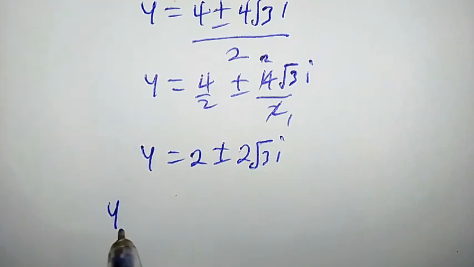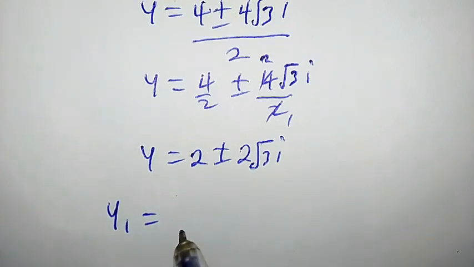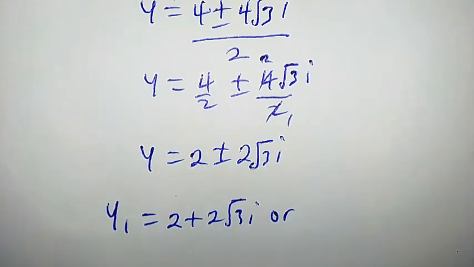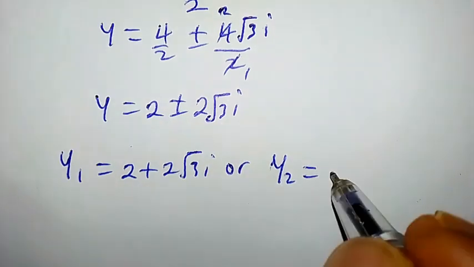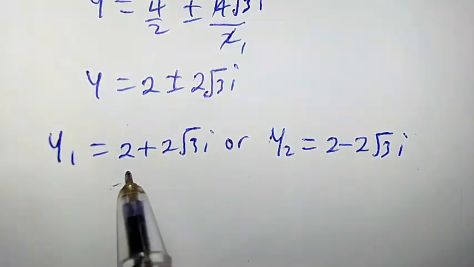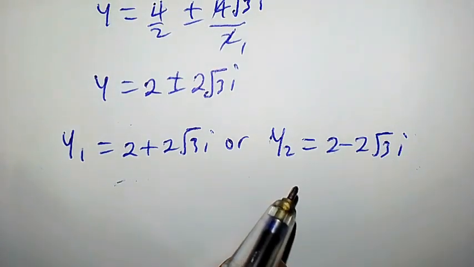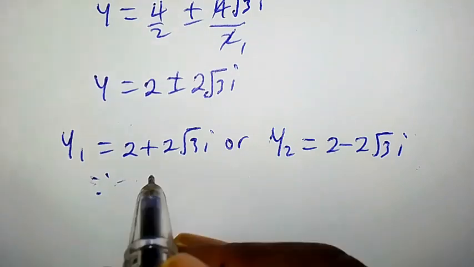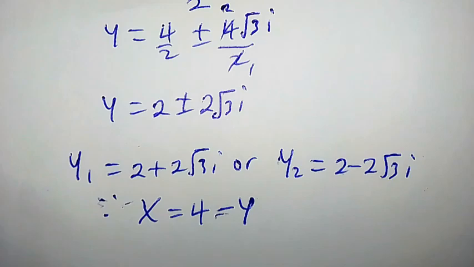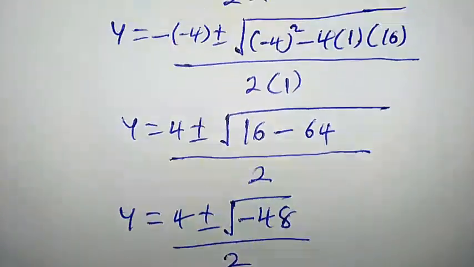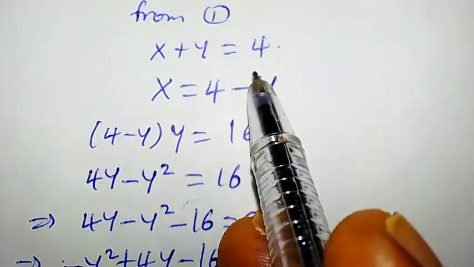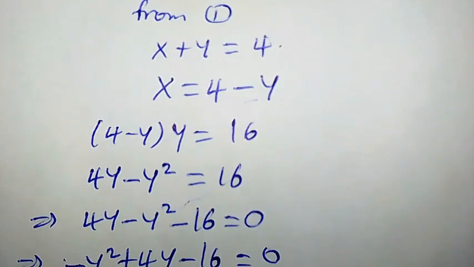This means that y1 equals 2 plus 2 root 3i, or y2 equals 2 minus 2 root 3i. We can now go ahead and use these two values of y to obtain the values of x. Since x equals 4 minus y, this comes from the first step that we obtained. Let me show you. What we obtained here from equation 1, x plus y equals 4, we arrive at this. Let's proceed further.